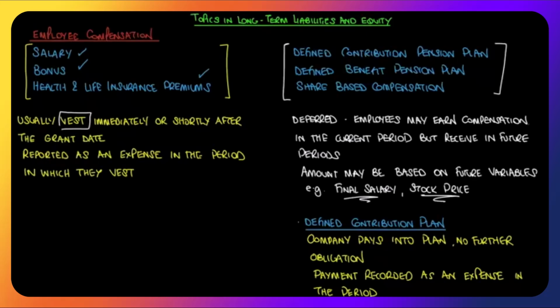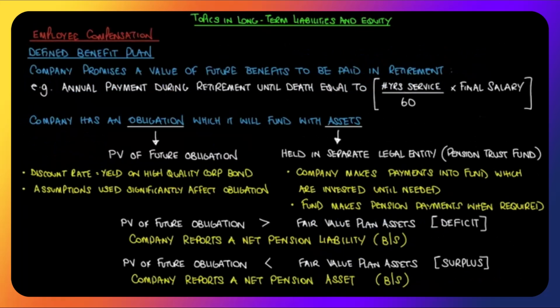But because there's no obligation, really simple to account for, the payment is recorded as an expense in the period. Whatever was paid goes in as an expense. The only time you'd see it hit the balance sheet is if some of that payment that is due is still outstanding at the year end. You get a little accrual. Apart from that, nothing to talk about with defined contribution.